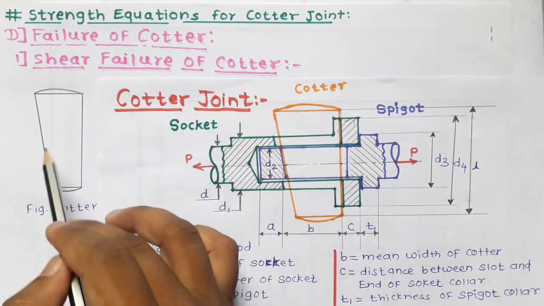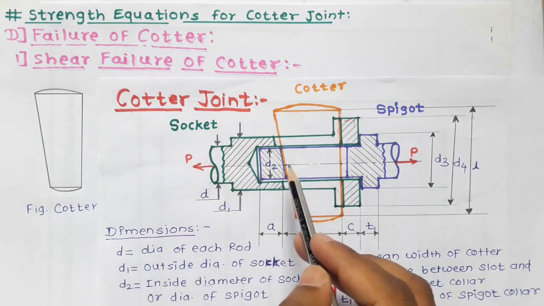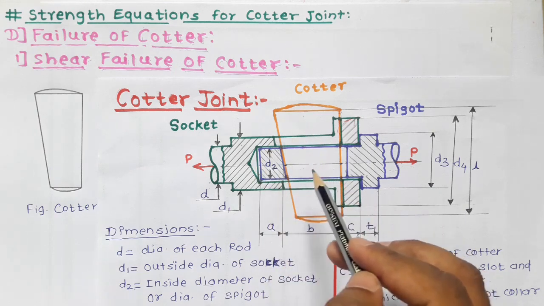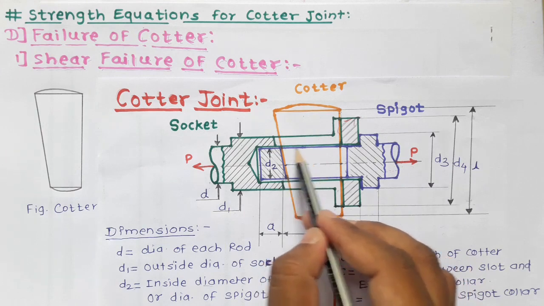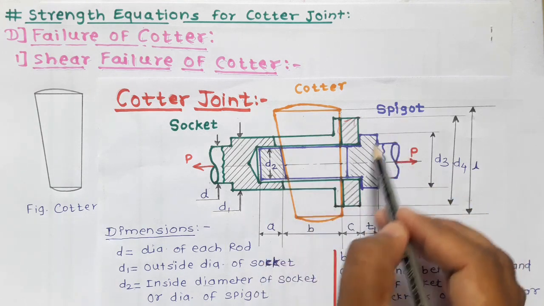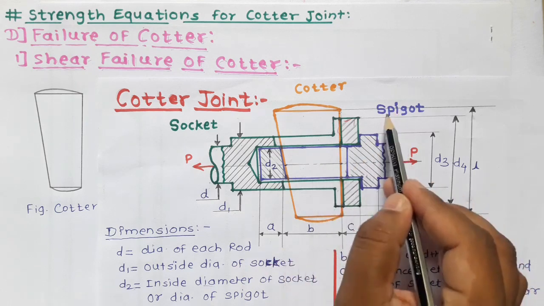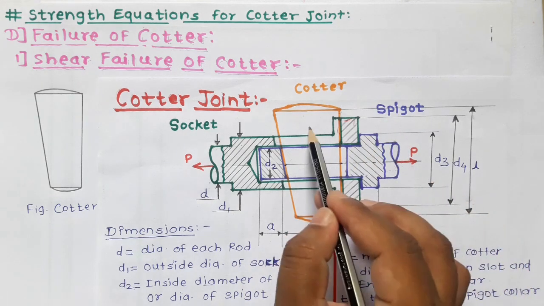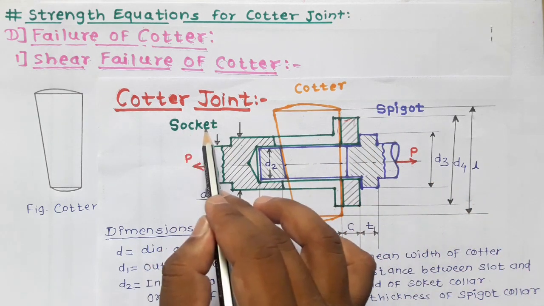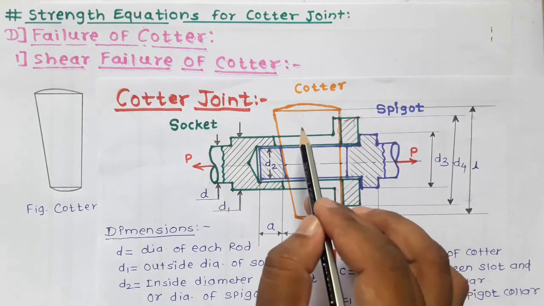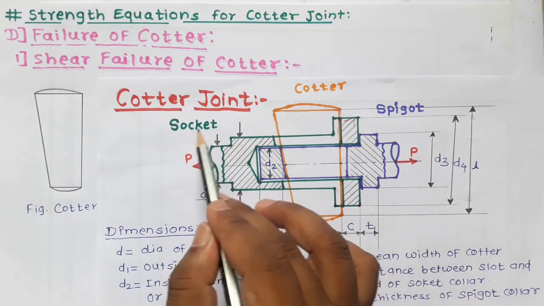Now let us consider this quarter. If you look at the cut section of this quarter, the total portion of quarter has three regions. That means this middle region of quarter is present in this spigot, and this top and bottom portion of quarter is present in the socket. That means the middle portion of quarter is present in spigot and top and bottom portion is present in socket.